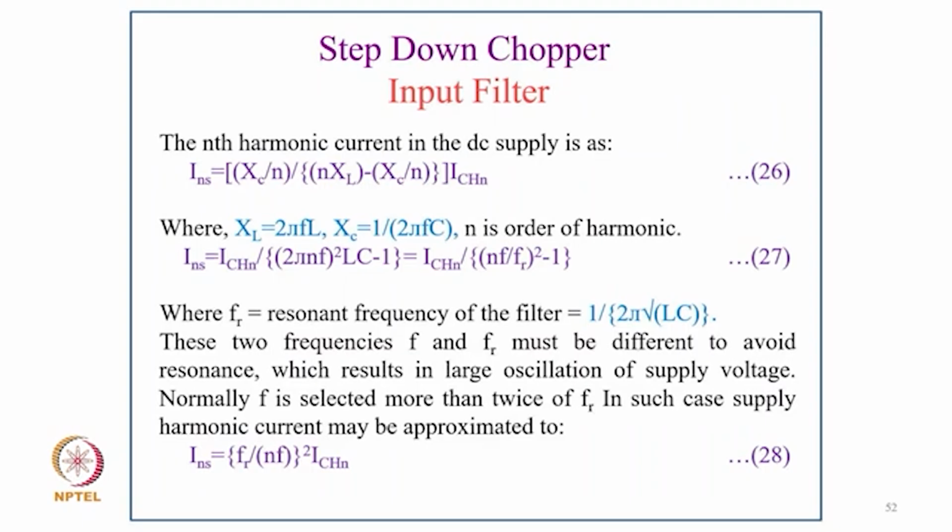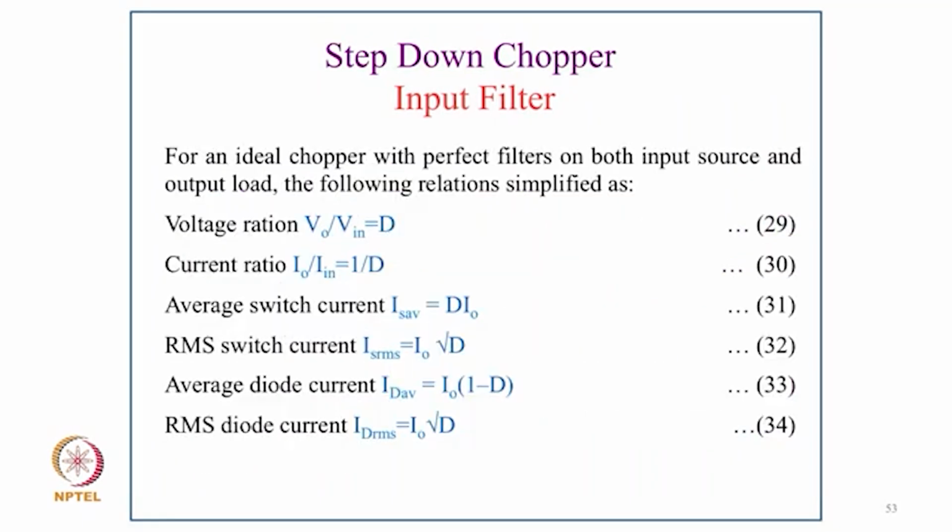So the two frequencies F and FR must be different to avoid resonance, which results in large oscillation of the supply voltage. Normally F is selected more than twice of FR, and in such cases the supply harmonics may be approximated as I_NS equal to FR divided by NF square into ICHN.